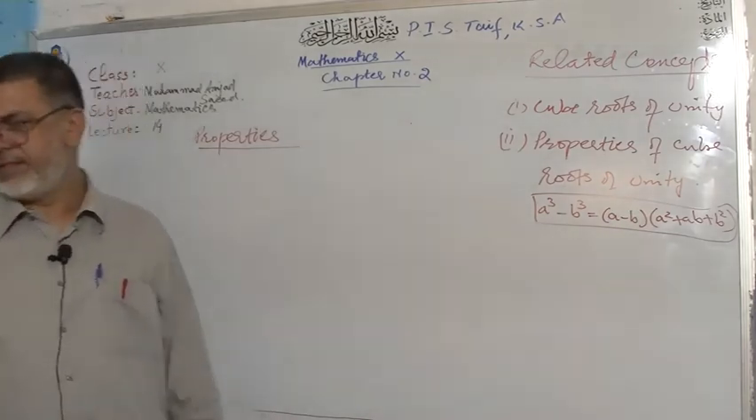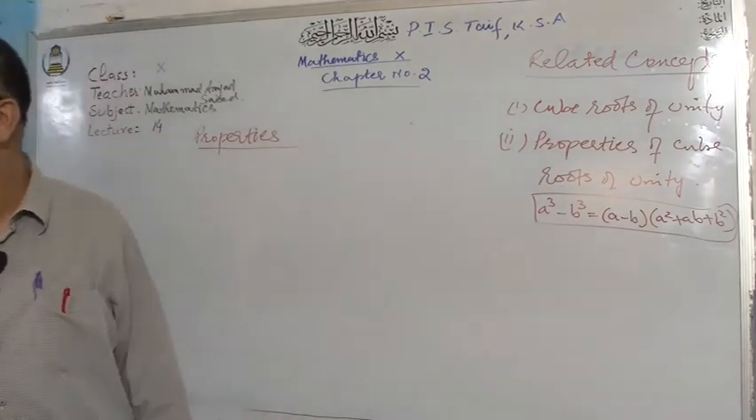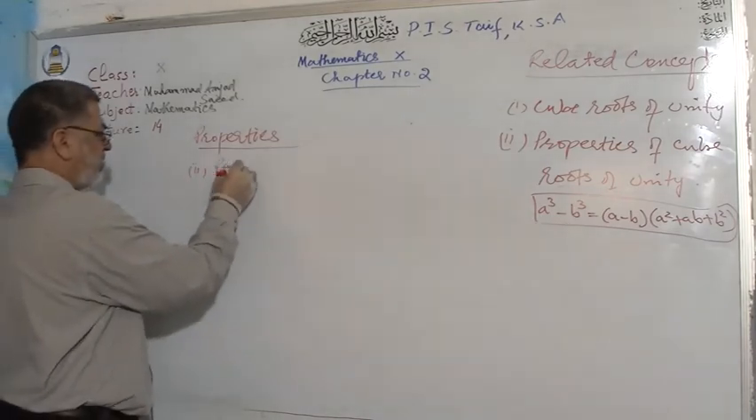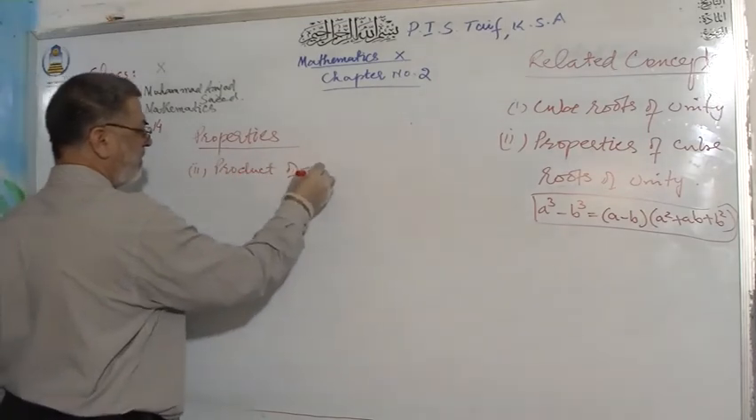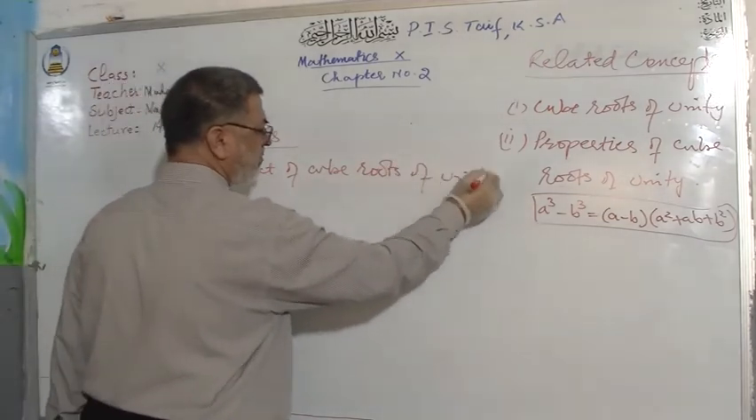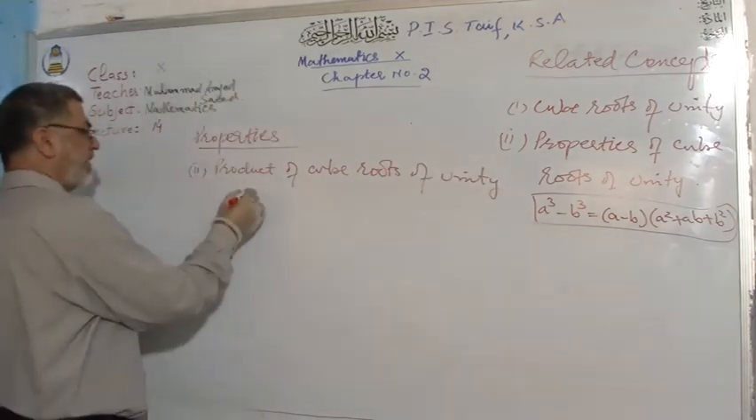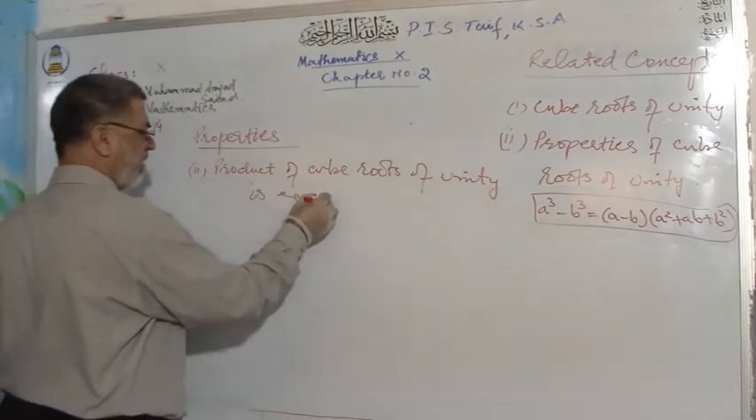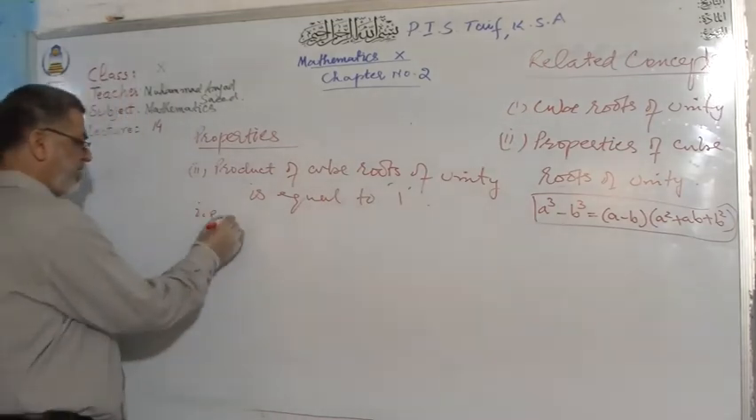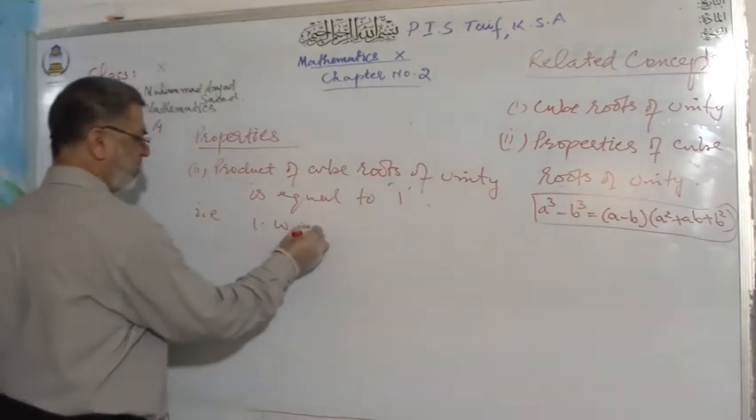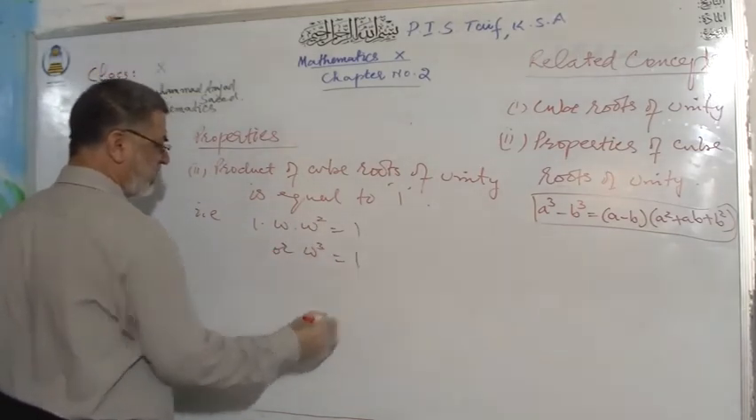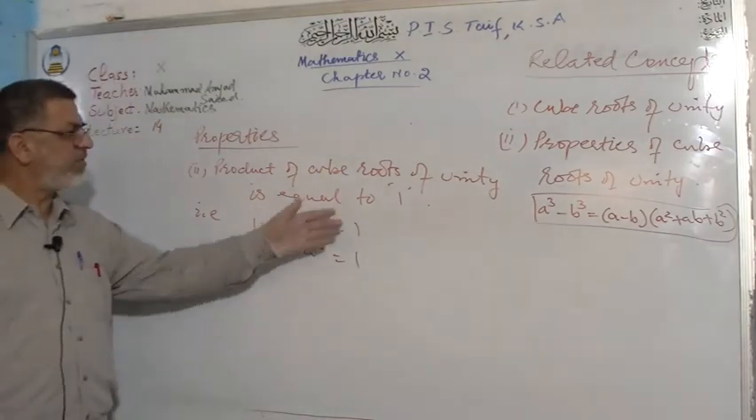After that, we have the result. Number 2, product of cube roots of unity. Product of cube roots of unity is equal to 1. That is 1 into omega into omega square is equal to 1, or omega cube is equal to 1. This will be the result, we will use that.